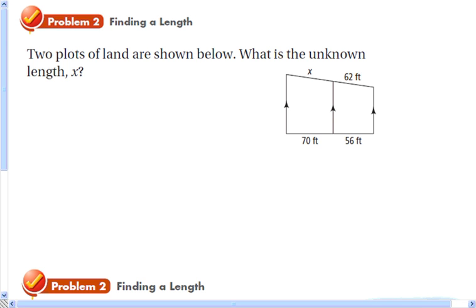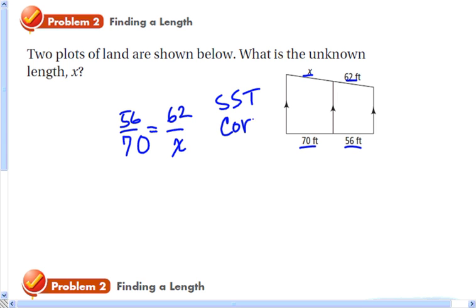This looks like a place we can use the corollary to the side splitter theorem. We have three parallel lines cut by two transversals, so we can use the idea that on this side, the ratio of those two lengths will be proportional to the ratio of those two lengths on the other side. So we can say 56 over 70 is equal to 62 over x. And that's the corollary to the side splitter theorem. So let's say side splitter theorem corollary.